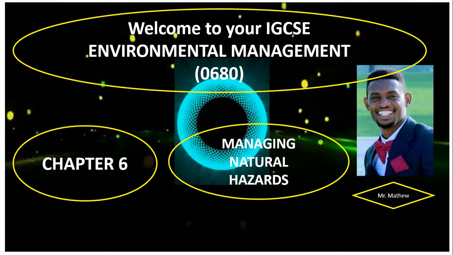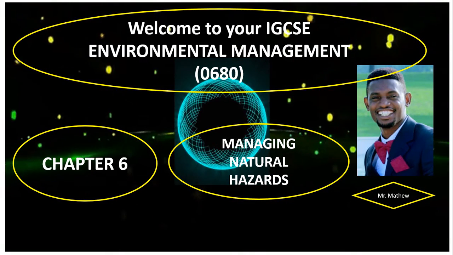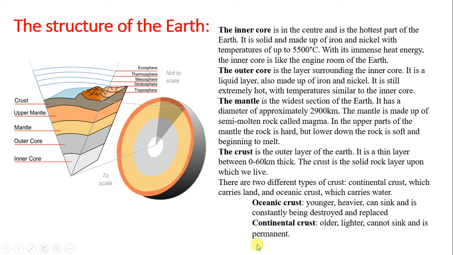Management Chapter 6. We're going to be looking at managing natural hazards. And the first thing your syllabus expects you to know is the earth structure. What are the various layers of the earth? The earth is made up of the core, which is divided into inner and outer core. Then you have the mantle. Then you also have the crust.